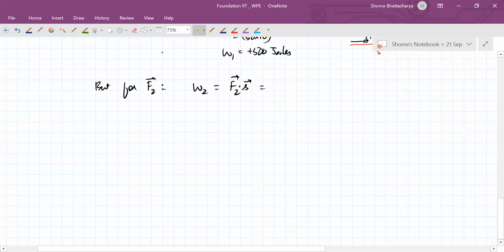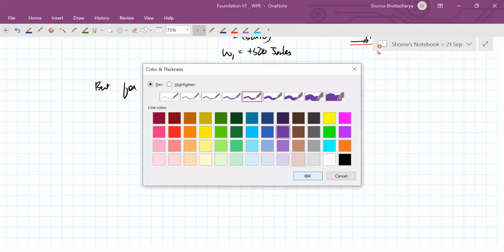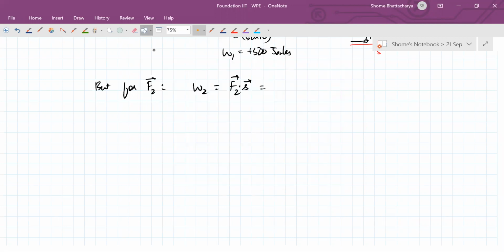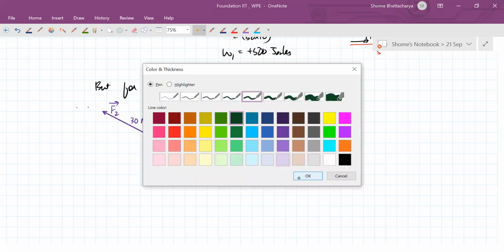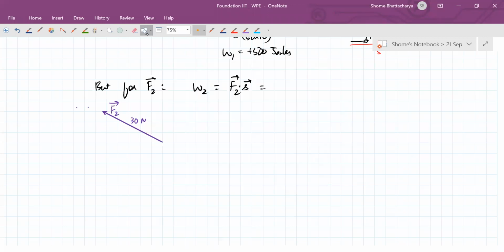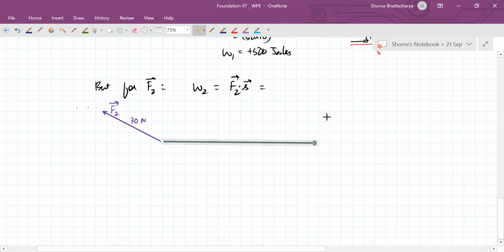So if we redraw these vectors, we can see that the force F2 is acting along this kind of direction. It's a vector that's acting like this, and it is of magnitude whatever, 30 newtons. Whereas the displacement on the other hand was a vector which was along the positive x-axis. It was like this. This was the displacement vector, which is 10 meters along this.